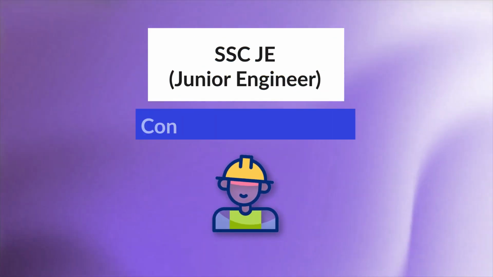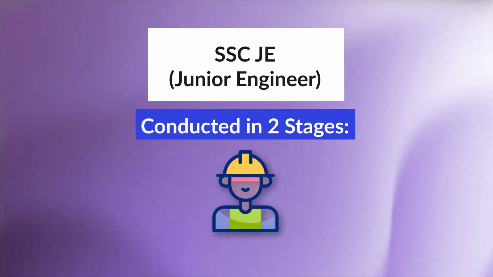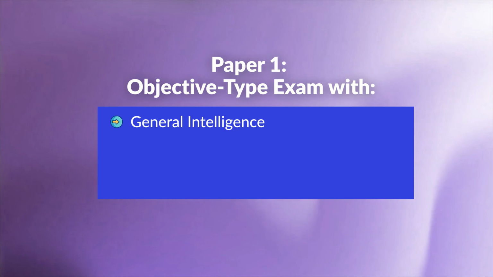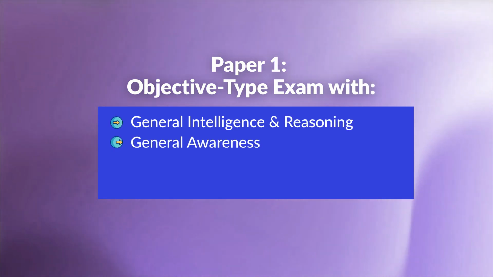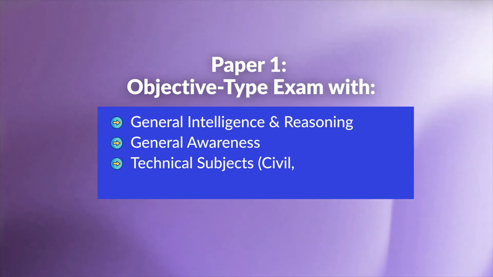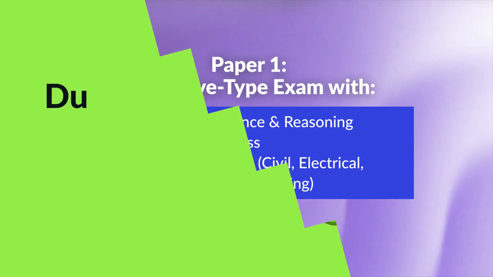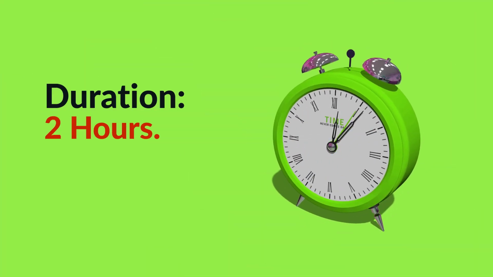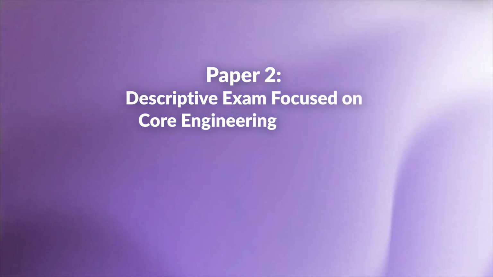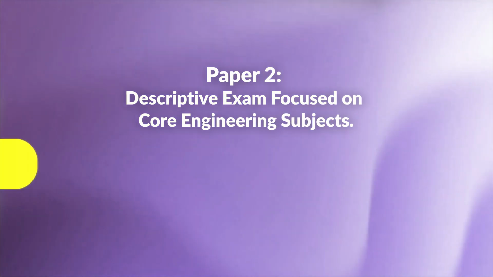Number 3. SSC Junior Engineer. This exam is conducted in 2 stages. Paper 1 is an objective type exam with general intelligence and reasoning, general awareness, and technical subjects like civil, electrical or mechanical engineering. You will have a 2-hour duration for this test. Paper 2 is the descriptive exam focused on core engineering subjects.